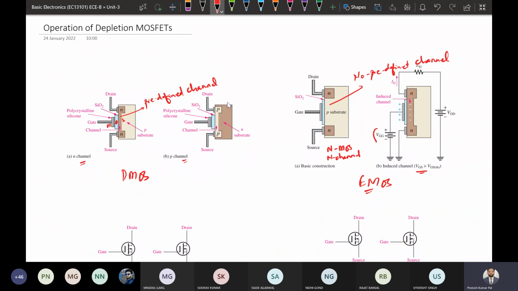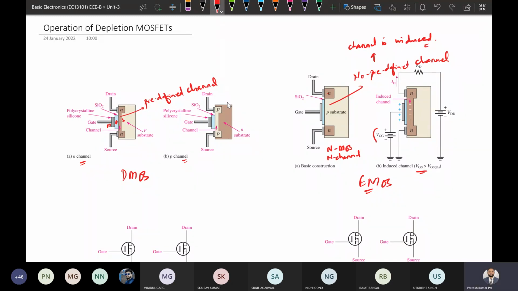So in the case of N channel enhancement type, we induce a channel based on the applied gate to source voltage. Basically there is no predefined channel, but the channel is induced by applying the gate voltage.